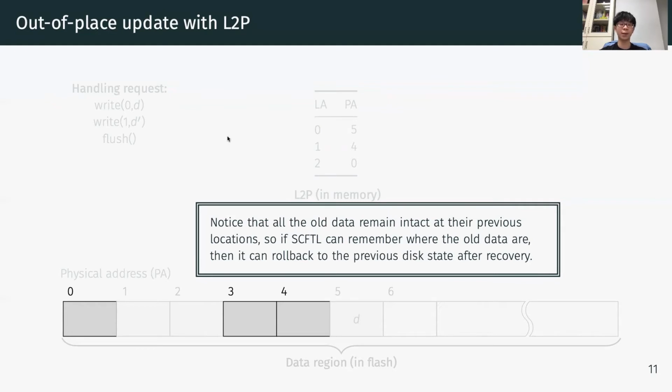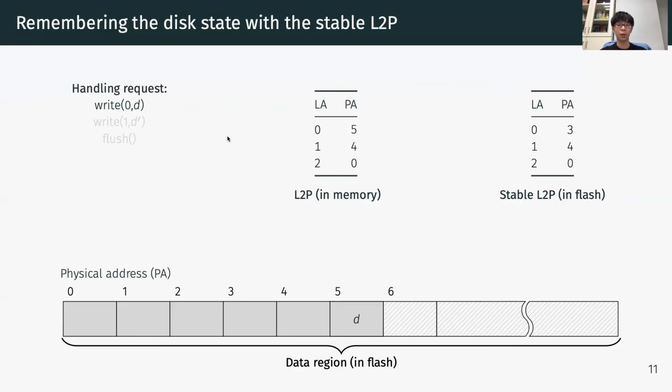So if SCFTL can remember where the old data are, then it can roll back to the previous disk state after recovery. To realize this concept, SCFTL keeps track of the locations of the old data with another L2P table called stable L2P. The stable L2P reflects the disk state right before the last flush, so that after recovery, SCFTL can roll back the disk state to the previous snapshot. To distinguish the two L2Ps, we will call the in-memory one the volatile L2P.